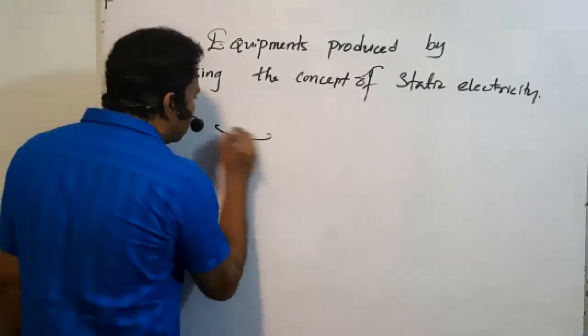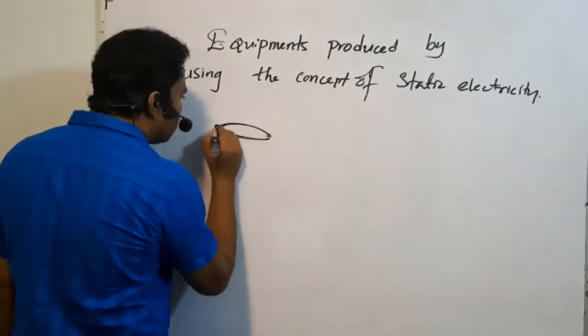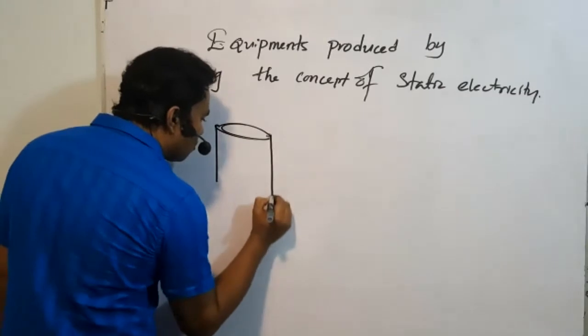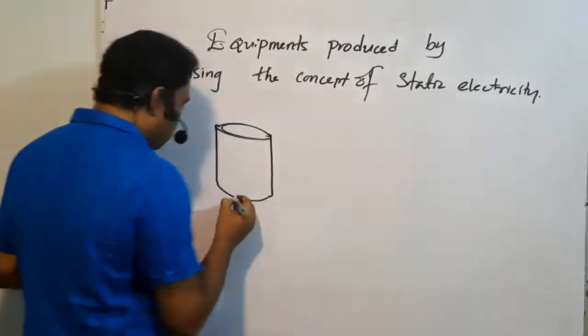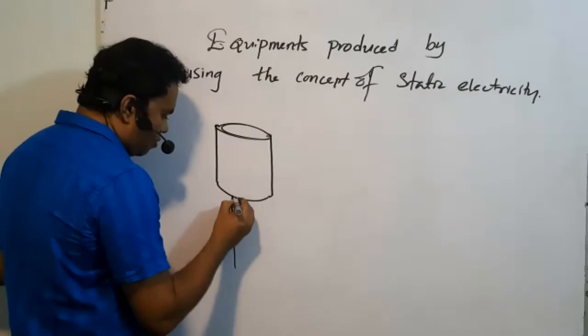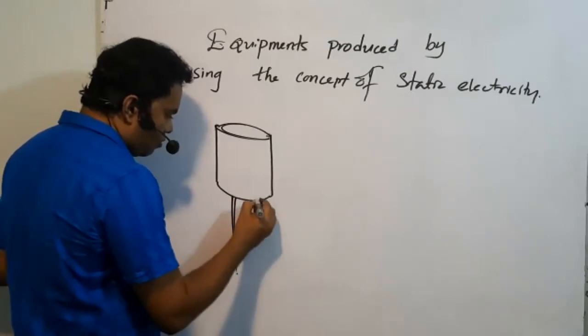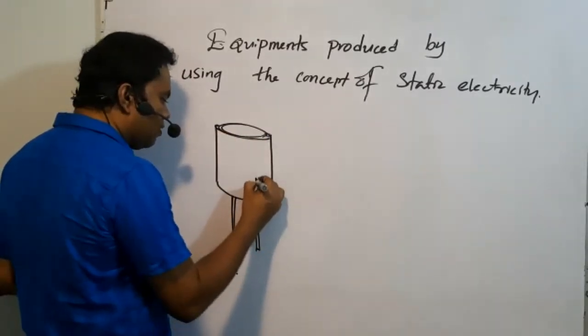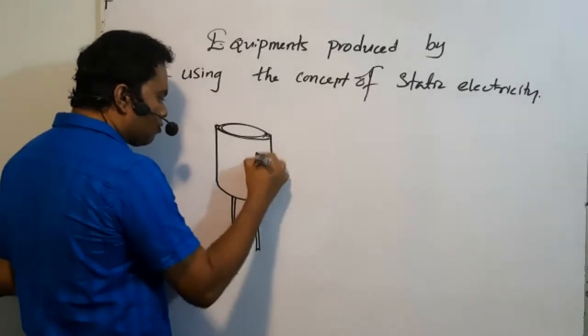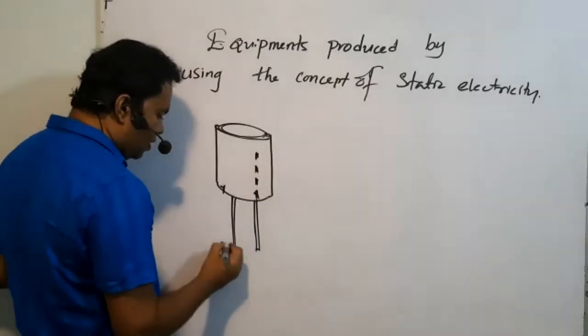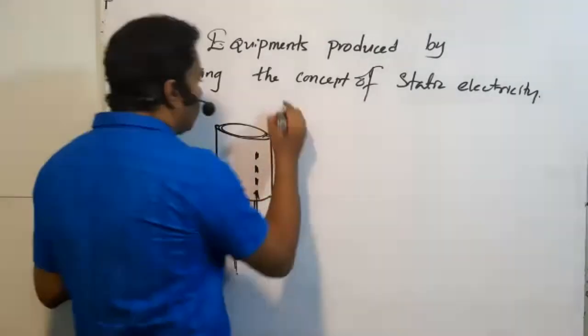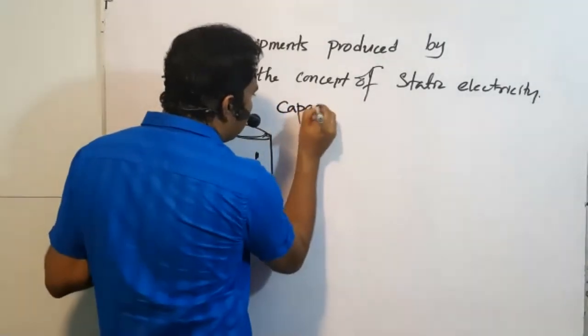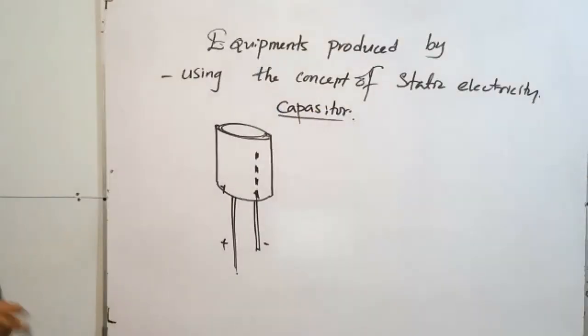Have you ever seen an instrument like this? Capacitor. Very good. So this is a capacitor. You can see that negative mark here, and here is the positive. The positive one is somewhat elongated. So this is a capacitor. Okay, I'll show it. Now take this down.